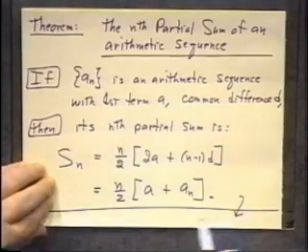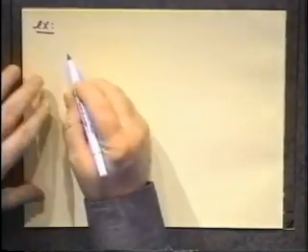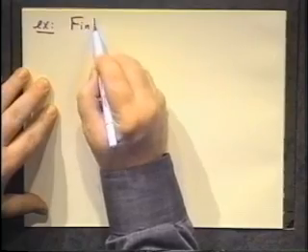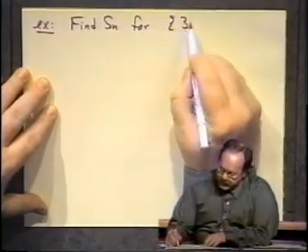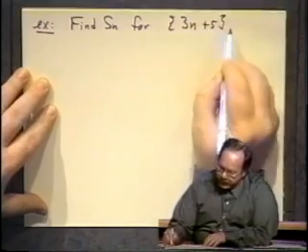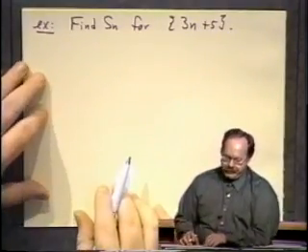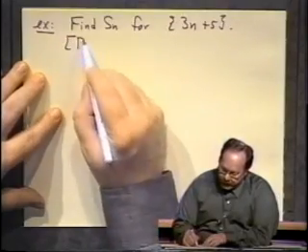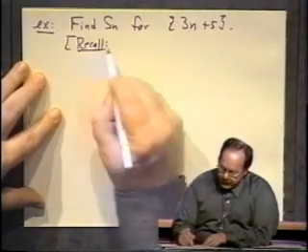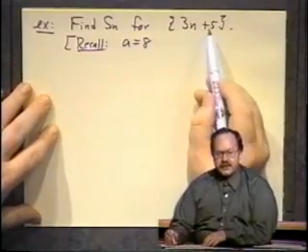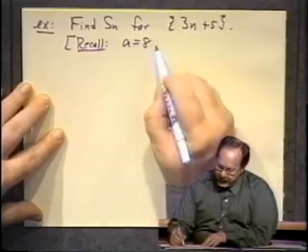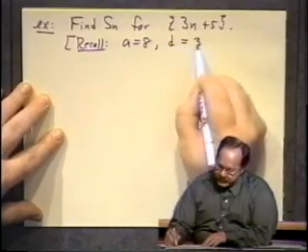So let me do one example to illustrate this, and then we'll end this segment on arithmetic sequences. Find S sub n for the sequence 3n plus 5, which we earlier established was arithmetic. You want to recall here that a is equal to 8. That's easy to figure out: if n is 1, this is 3 plus 5, so a is equal to 8. And our previous work established that d was equal to 3 here.